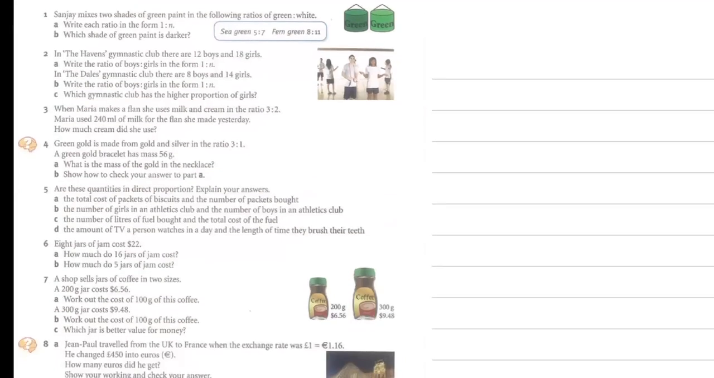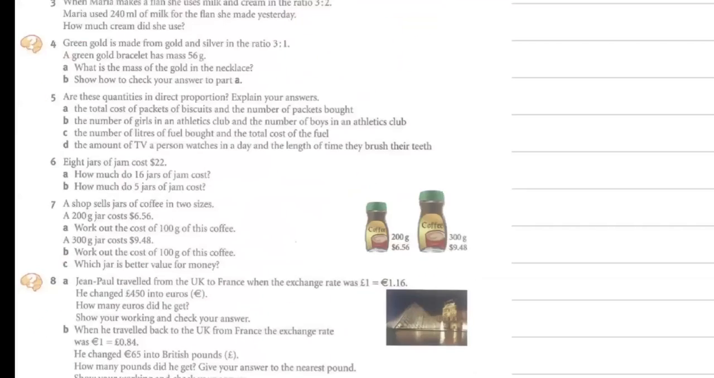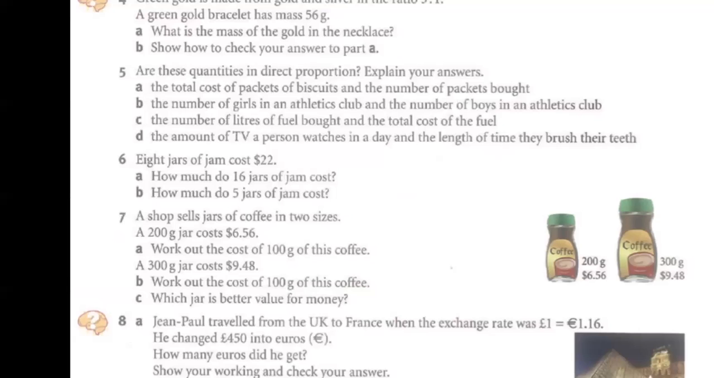Now number 5. Are these quantities in direct proportion? Explain your answer. So this one I actually don't need to do much working. The total cost of packets of biscuits and the number of packets bought. So this one is definitely yes, because the more packets bought, the more you have to pay.